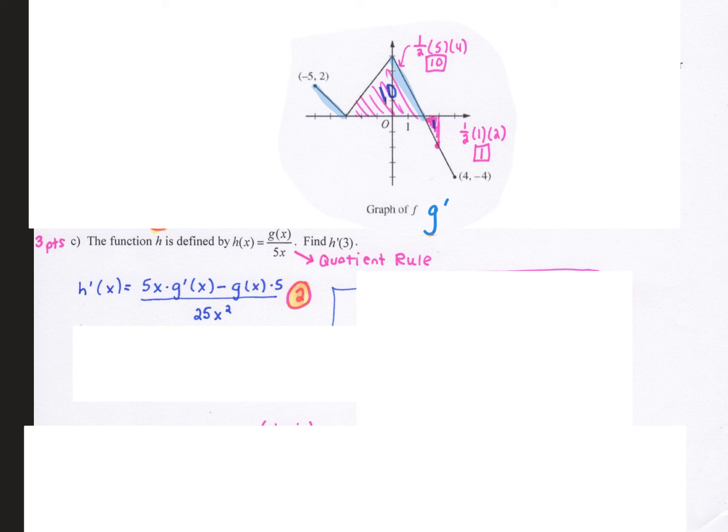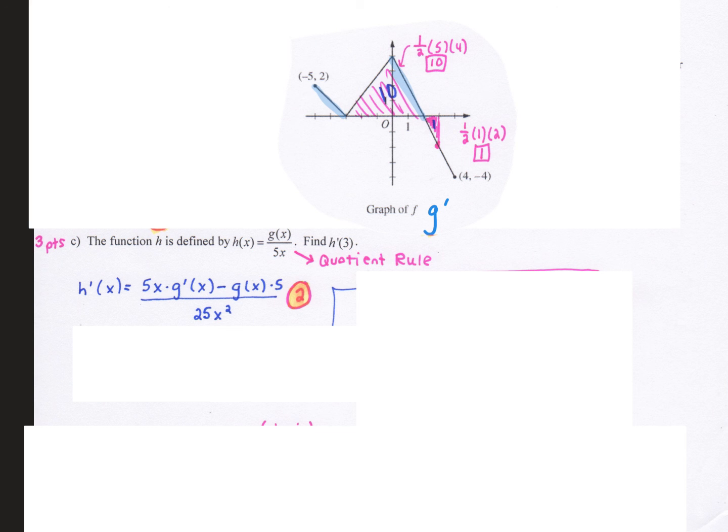So it's my bottom function as is times the derivative of the top, minus the top function as is times the derivative of the bottom, all over that bottom function squared. Make sure you square the 5 as well as the x. That correct quotient rule is going to earn you 2 points. If you miss something, like maybe you didn't square the 5 or you have a reversal between the two terms, then you might get one of the two.